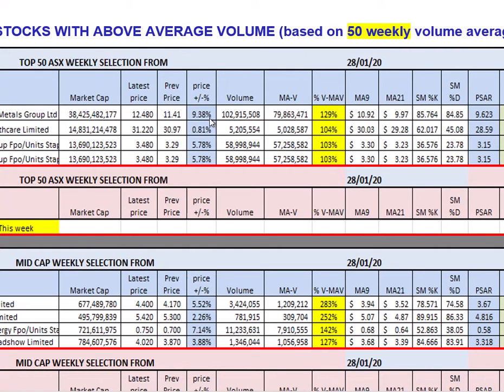When the price goes up and the volume is above the average volume, this is a signal for you to go and do further analysis and determine whether it's really worthwhile looking at that particular stock. Another stock that has gone up quite a bit, Mervac. It's gone up by 6% last week. However, the volume was only slightly above the average volume.